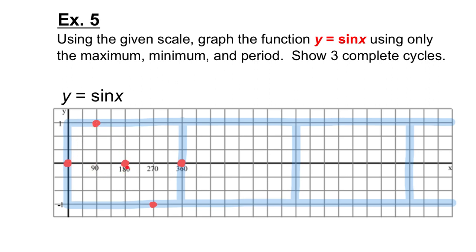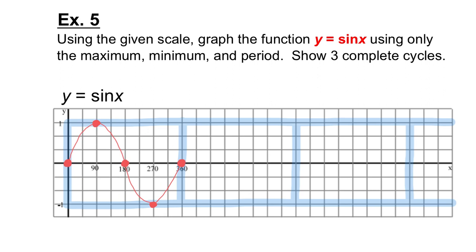It's going to go up, then down, then back up again. It's going to reach a maximum and a minimum. Then I just have to draw a nice smooth curve through my points, and I have 1 complete cycle. And if I want to show 3 complete cycles, I just go through the same process again.